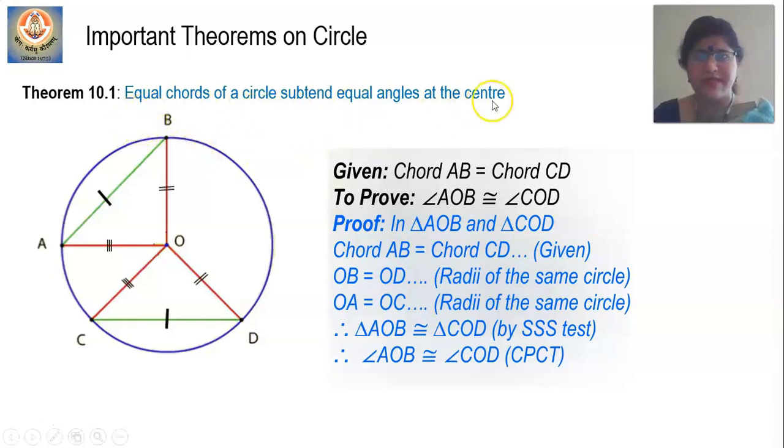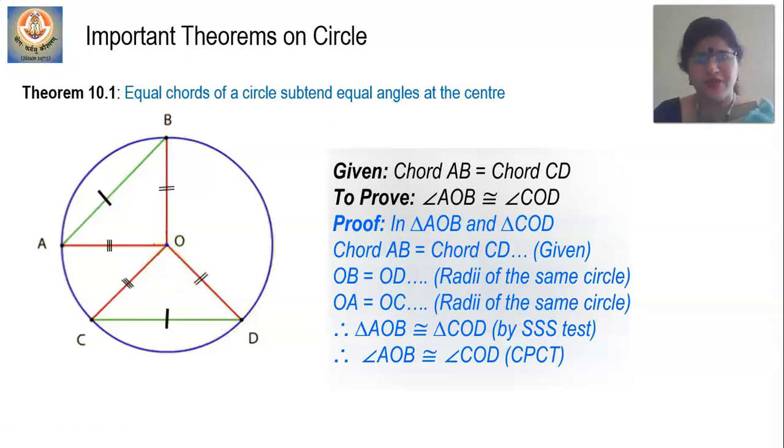Now, when the statement is given, equal chords of a circle, that means you have to draw a circle, and inside that circle you will take two chords which are equal. So I have taken chord AB and chord CD of equal length. Now they subtend equal angles at the center. So from the starting point A and ending point B, you draw an angle that is AOB. Likewise, you draw another angle COD. Both the angles will meet at the center.